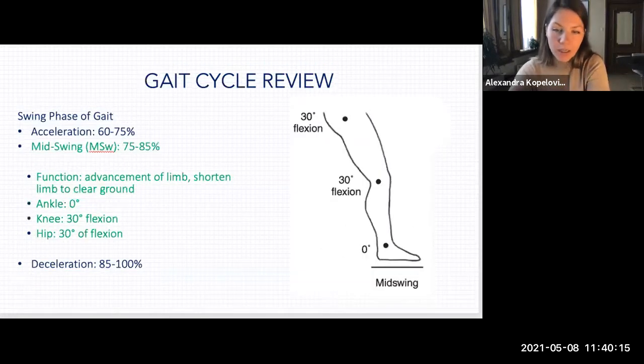For mid swing, we're continuously swinging the limb, we're advancing the limb, but at the same time, we're keeping the limb short. So the ankle is completely neutral right now. We went from 10 degrees of plantar flexion, now we're at 0, at neutral ankle. We're going into a little bit more extension at the knee. So we are at 30 degrees of flexion because we're getting ready for that landing already. That's what we're expecting to hit at initial contact.